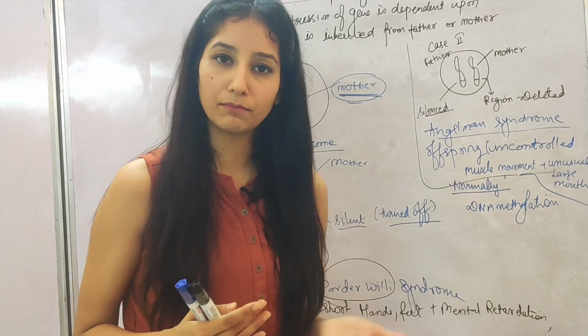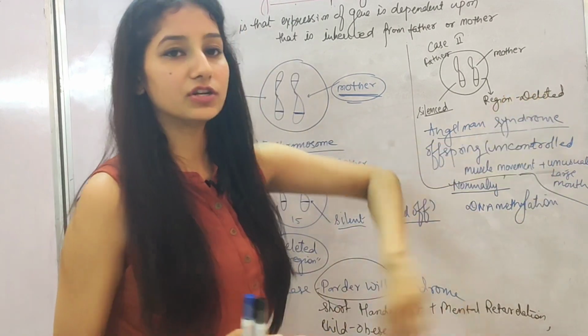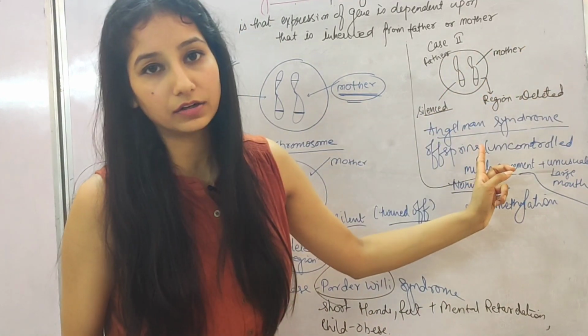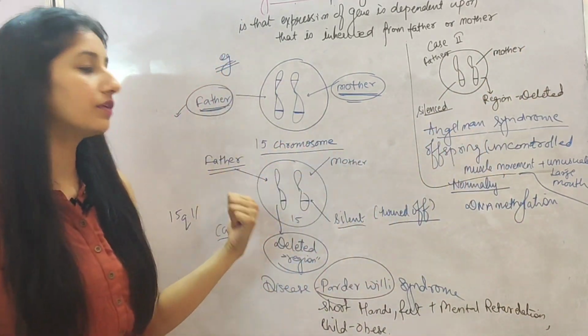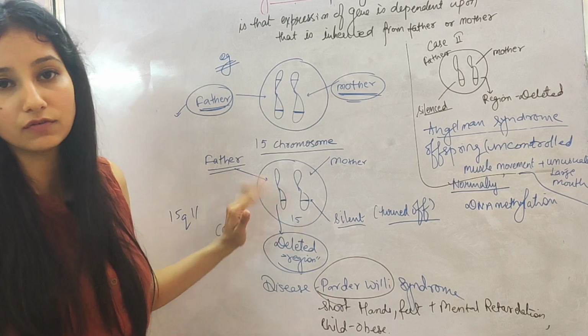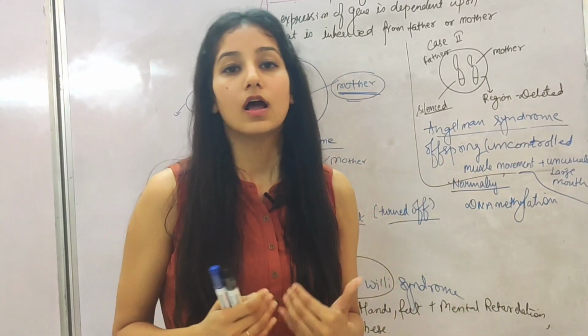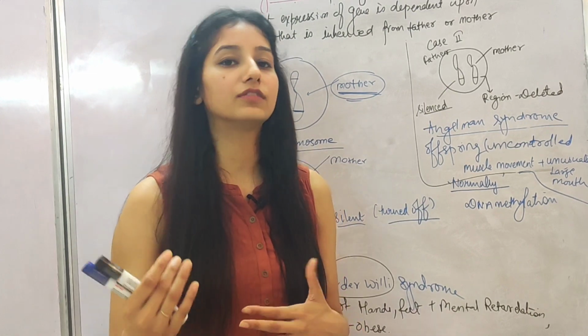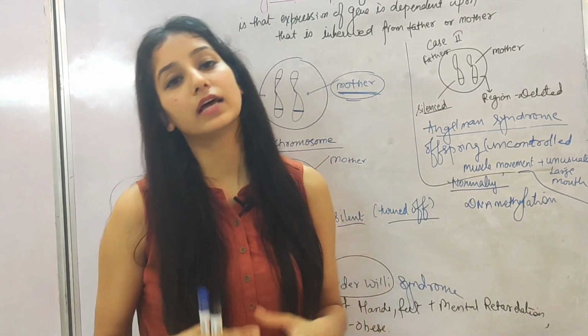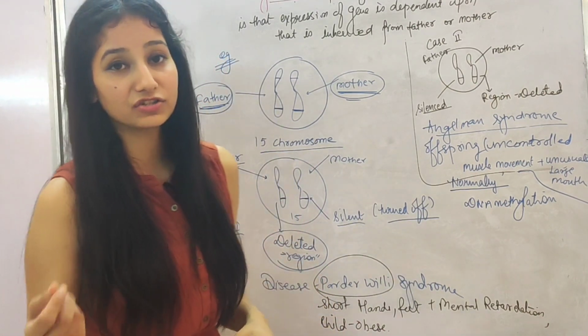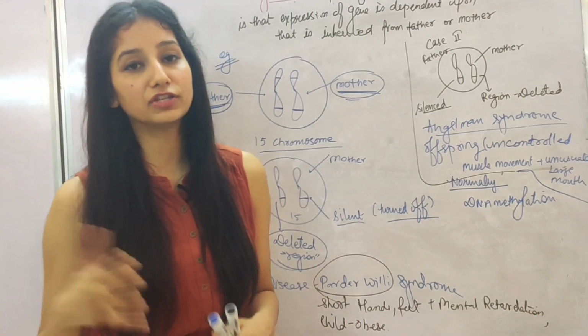That is genomic imprinting. In this condition different results are shown because this gene was inherited from the mother, and here different results are shown because this gene was inherited from the father. So depending upon where it is inherited from, either the father or the mother, the result will be shown.